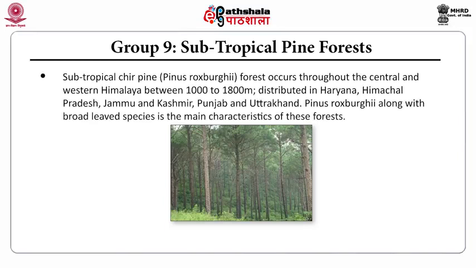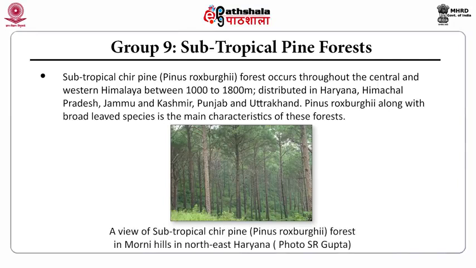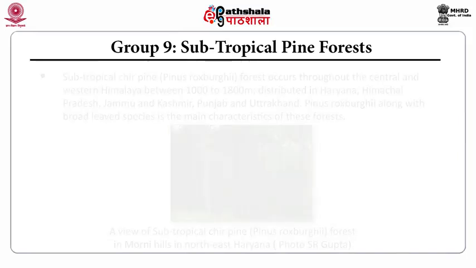The subtropical pine chir forests occur throughout the central and western Himalaya between 1000 to 1800 meter. They are distributed in Haryana, Himachal Pradesh, Jammu and Kashmir, Punjab and Uttarakhand. Pinus roxburghii along with broad-leaved species is the main characteristic of this forest. So, we see a view of the subtropical chir Pinus roxburghii forest in the Morni hills in northeast Haryana in this slide.